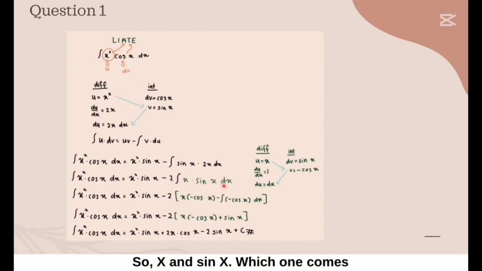So x and sin x, which one comes first is algebraic. We differentiate u equal to x, du over dx equal to 1, du is dx. Integrate dv equal to sin x. When you integrate, you get minus cos x. You will use the same formula as this, and then put it inside here. Write down again u multiplied by v, and then we integrate, don't forget, v du.